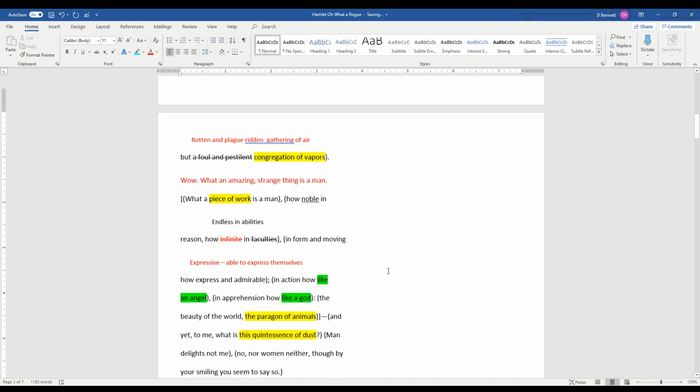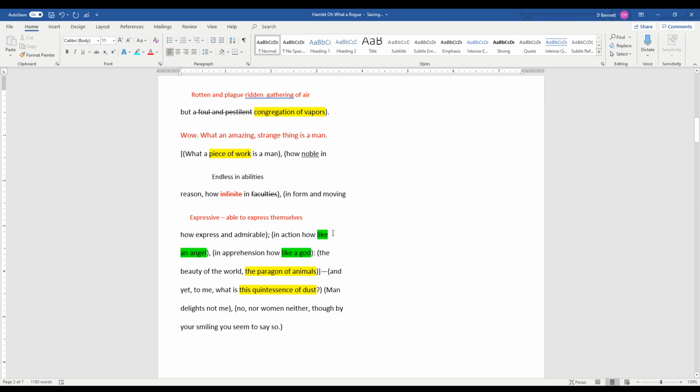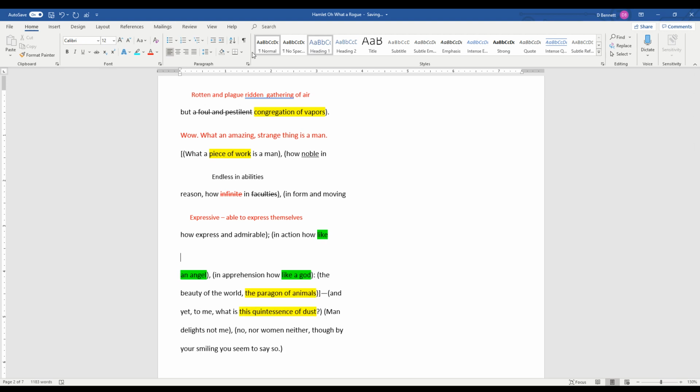And admirable. In action, how like an angel. We have two very clear heavenly similes here. In action, how like an angel. In apprehension, how like a god. Apprehension means ability to reason. To apprehend means to comprehend, and that's really what it means here. There are a couple of different definitions for the word apprehension, but here he is really saying in comprehension.